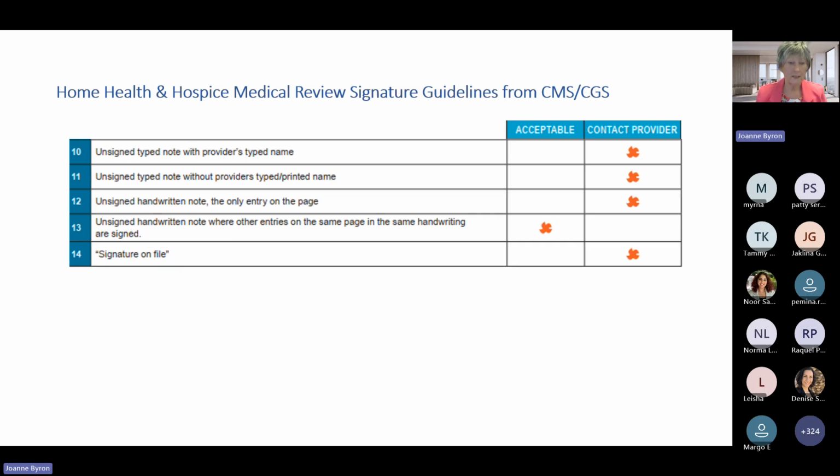10 through 14, there are 4 out of the 5 issues where an ADR is going to be generated. And the only acceptable one is an unsigned handwritten note where other entries on the same page in the same handwriting are signed. So they do a reasonable test, and they're being reasonable in this case. But all the other unsigned notes, they would generate an ADR.